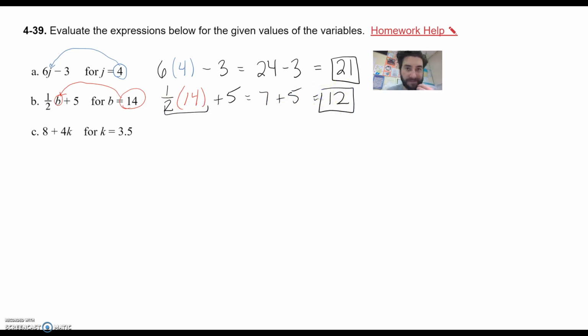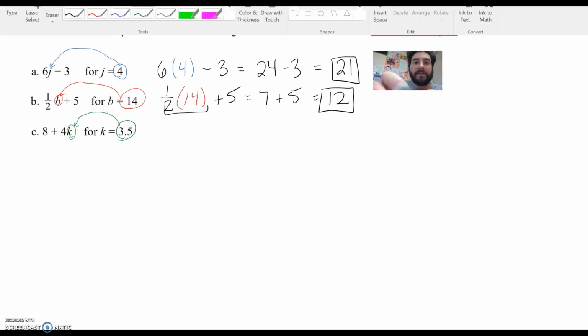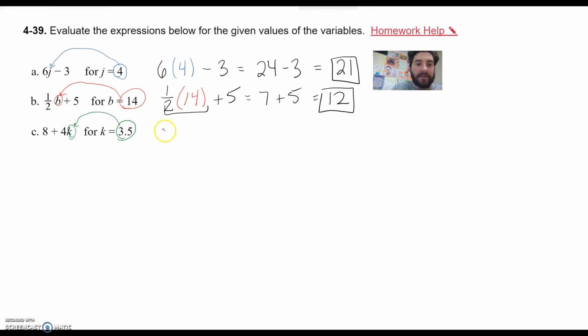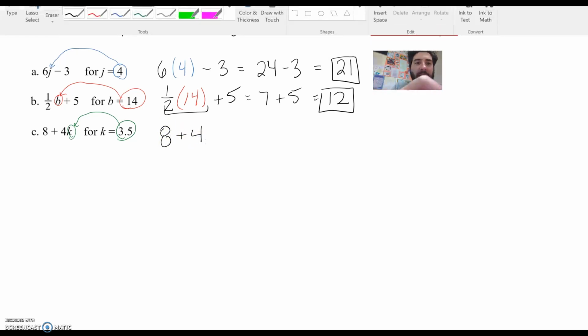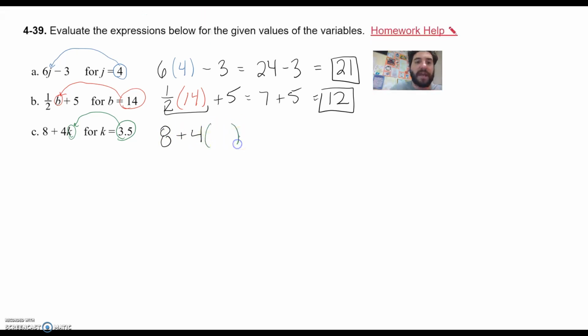All right, last one. We have 8 plus 4k. And I know that k is 3.5, so we're going to substitute in 3.5 for where we see k. So we have 8 plus 4 times k, whatever k is, and k happens to be 3.5. So now we have 8 plus 4 times 3.5.